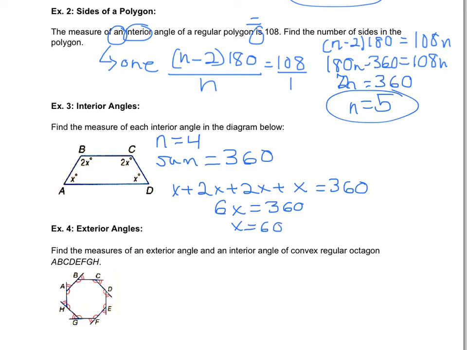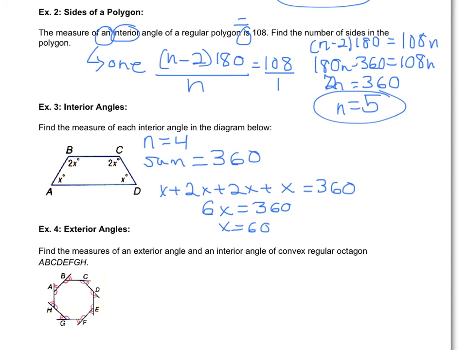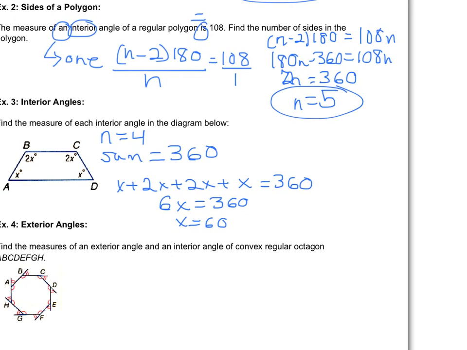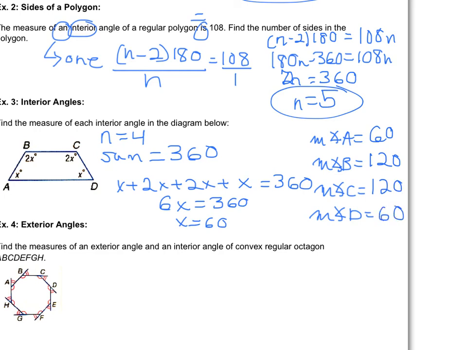Remember, what I was asked to find was the measure of each of those angles. So the measure of angle A, the measure of angle B, C, and D. Now just substituting in each of those values, I hope you can see A really quickly is 60. The measure of angle B is 2 times the x, or 120. C is the same as that, and D is back to being 60. So that's what we're looking for as our answers here.